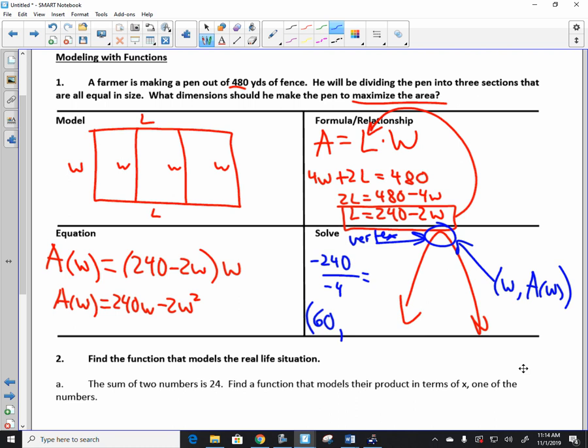The dimensions. We have width is equal to 60 yards. So the length is equal to, how do I determine the length? Right. 240 minus 2 times the width is the length, right? Like this thing right here, it tells me. It's saying, hey, I'm length, use me. 240 minus 120 is 120, 120 yards. Boom.